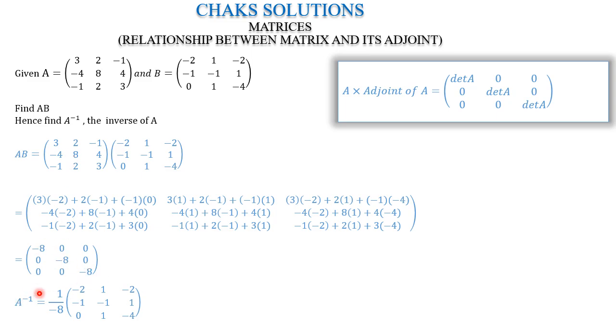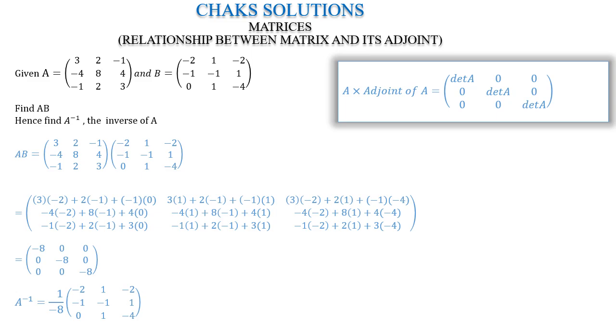So the inverse of A is equal to 1 over minus 8, which is our determinant, times the adjoint of A here. We see clearly that the moment we multiply A with the adjoint, we get the matrix with the determinant on the leading diagonal. So the adjoint will be B here. So the inverse of A is 1 over minus 8 times B here. So take note here, A times the adjoint of A gives a matrix with the determinant on the leading diagonal, and the other elements will be zeros.